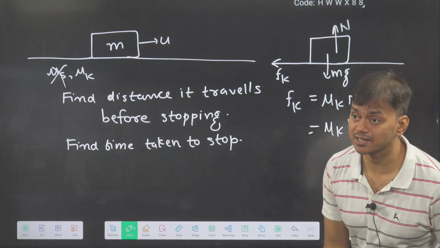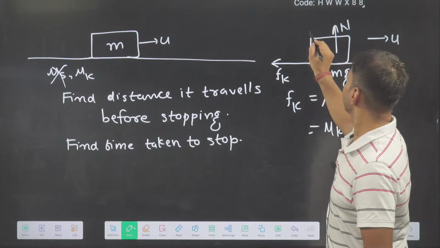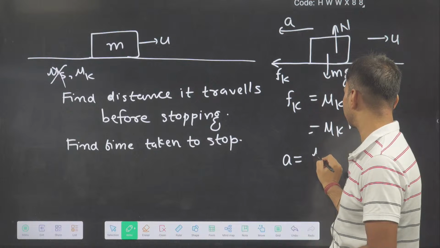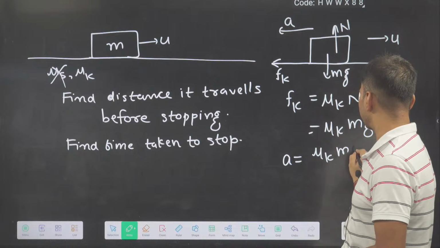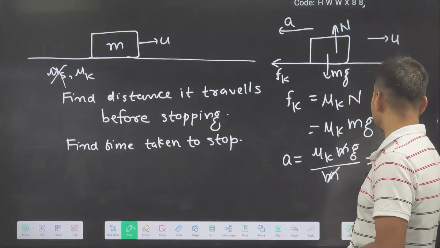I need retardation. So definitely this block is moving in the right direction, and acceleration is towards the left direction. I can say the magnitude of acceleration is equal to force, that is mu k mg, upon mass. m cancels. Answer is mu k into g.